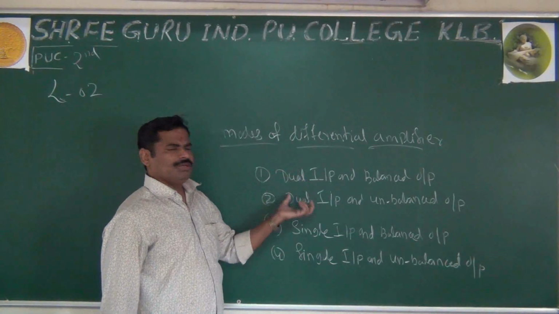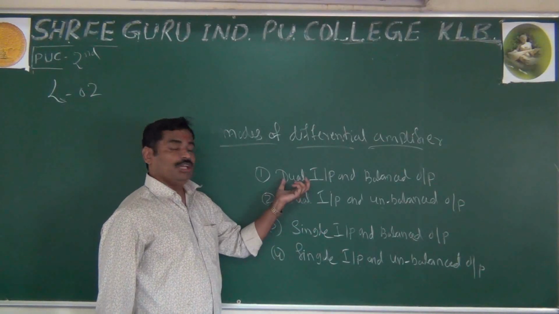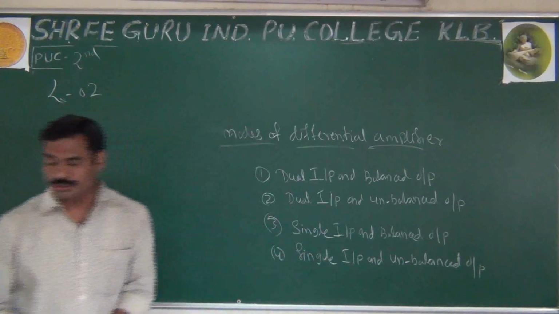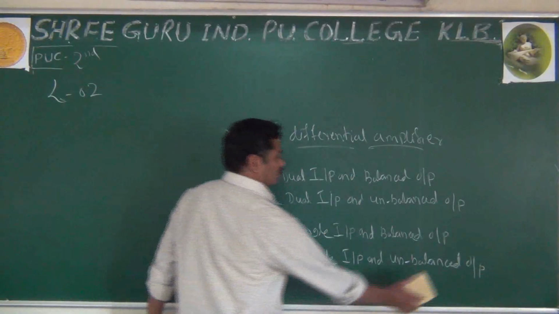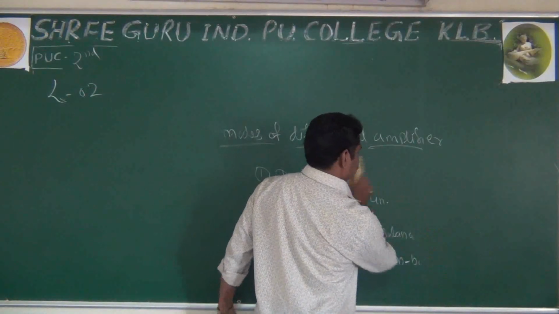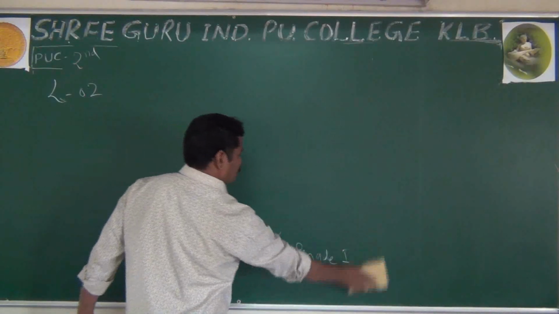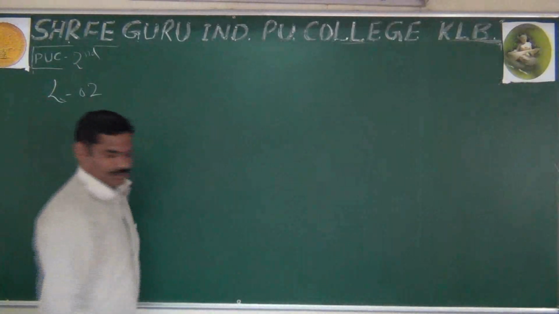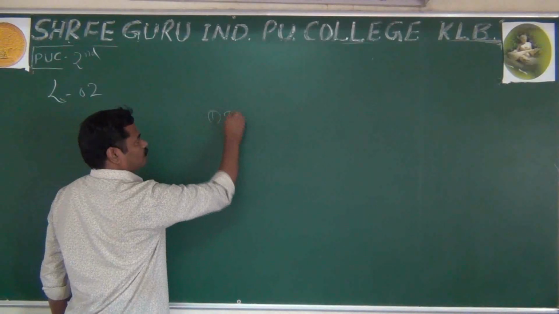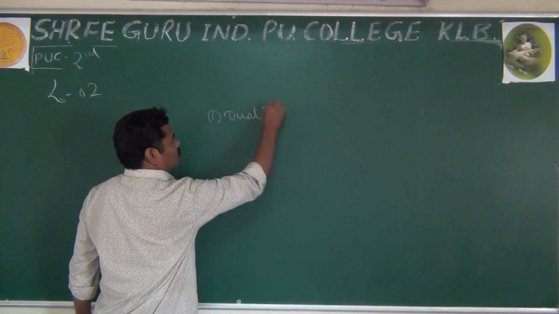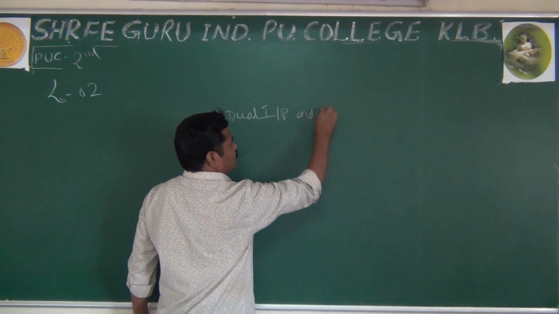You will go through them one by one. If you draw the diagram, then you can understand how we can give the input and how we will get the output. First, you go for the dual input and balanced output.